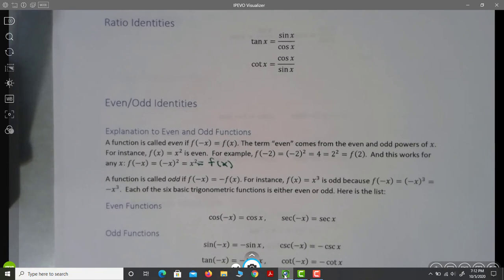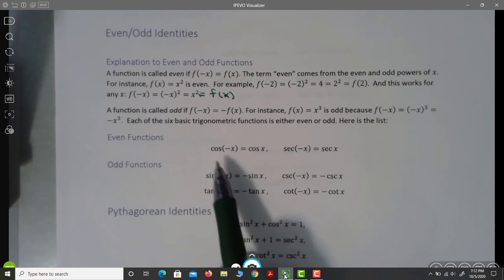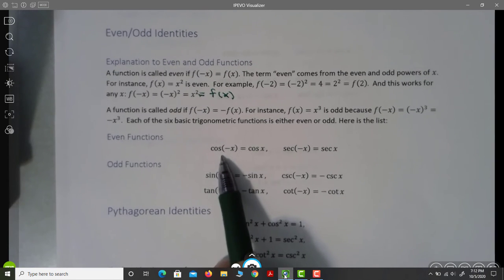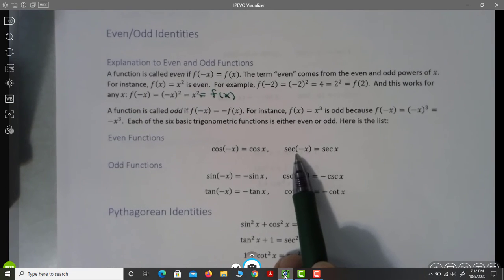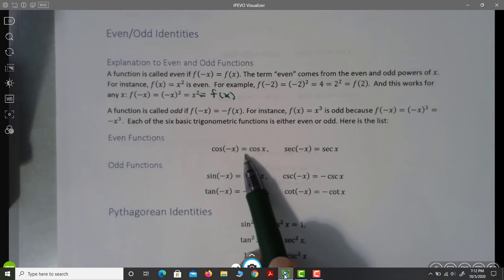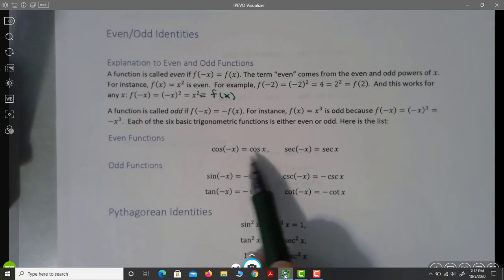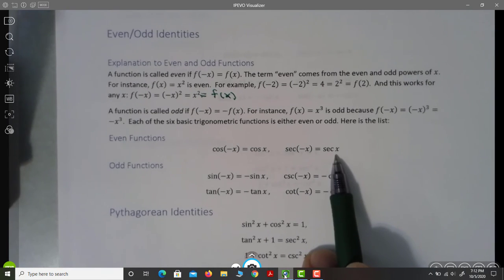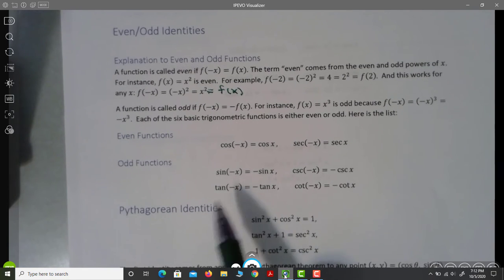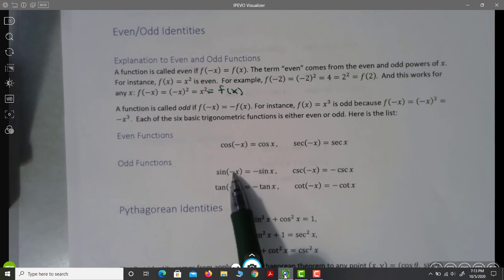And f of minus x equals f of x, that's an even function. Okay, the even functions among the 6 basic trig functions are the cosine and the secant. Now, the secant, of course, is the reciprocal of the cosine, so it's no accident that if cosine is even, then so is the secant. The short version of all that is this: cosine of minus x equals cosine of x. That you should memorize. The secant of minus x is the secant of x. That's worth memorizing too. Now, all of the other 4 trig functions are odd. They act the other way. Sine of minus x is minus sine of x.